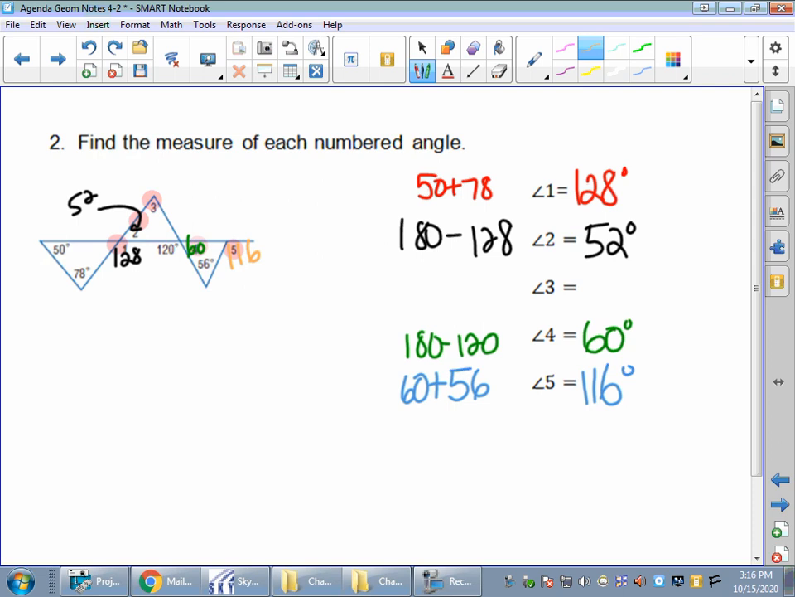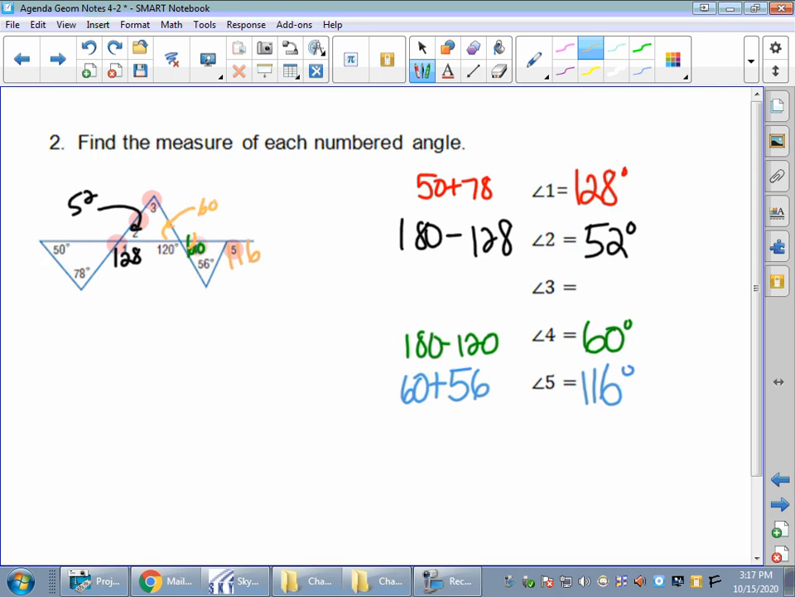I'm not sure why I skipped angle 3, but we can go back to angle 3. Check that one out. Let's see. I'm going to use a vertical angle here. I know that angle 4 was 60, so I know that its vertical angle is also 60.